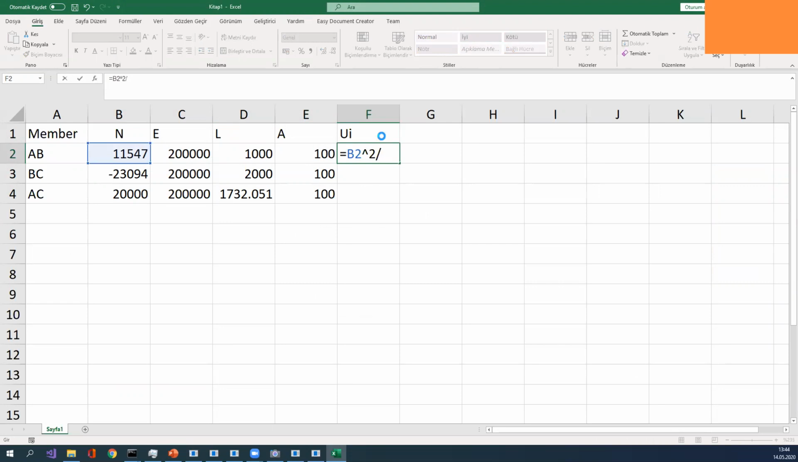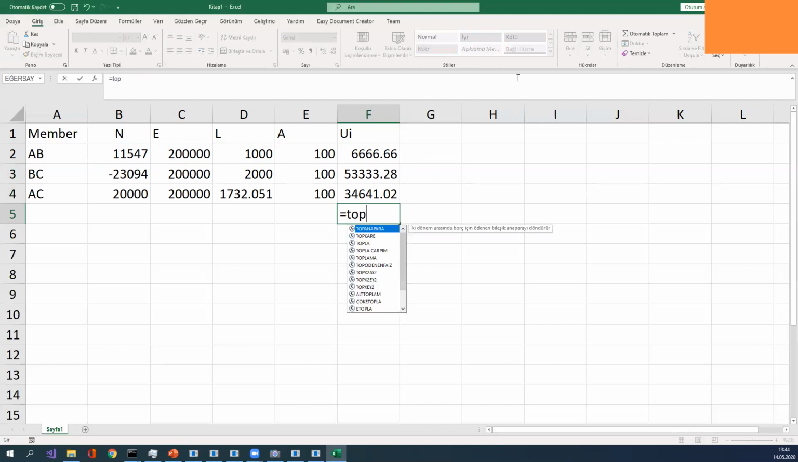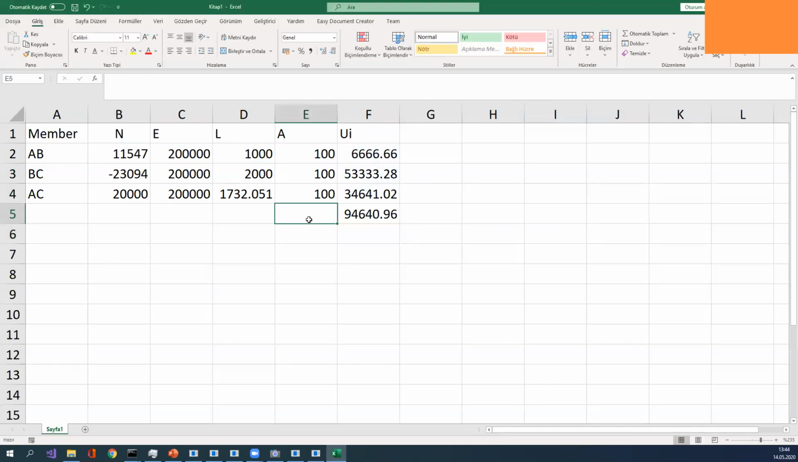So U_i is equal to, remember, N squared L divided by E times A. Like this, N squared divided by EA multiplied by L. After that, if I sum these values, we obtain the total internal energy, total U_i. This is the formulation. This is our result.